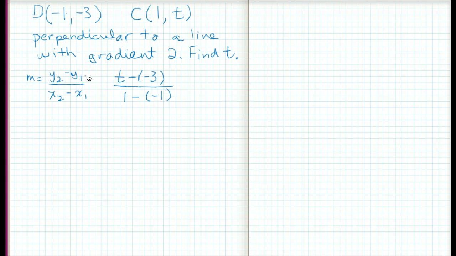And I forgot one thing. I also have my m. This is the crucial thing because now I have a perpendicular line. So if the gradient is 2 of the perpendicular line, then the gradient of my line is going to be a reciprocal gradient. So the gradient of the line I'm looking for, I have to change the sign, so it's going to be negative. And I have to flip it. So if this is 2 over 1, then my perpendicular gradient will be negative 1/2. So this is equal then to negative 1/2.